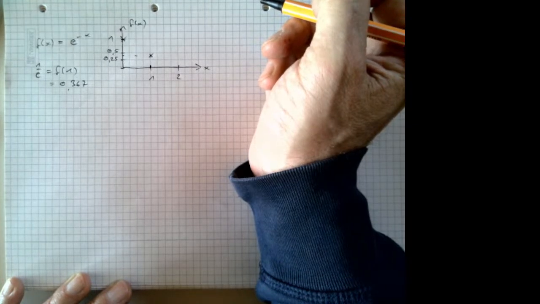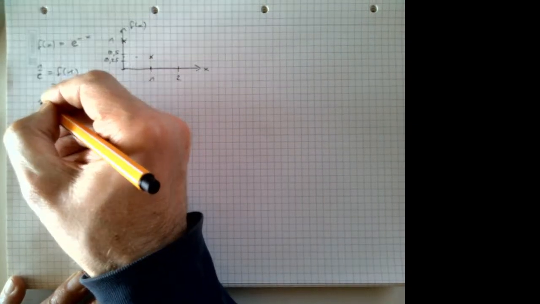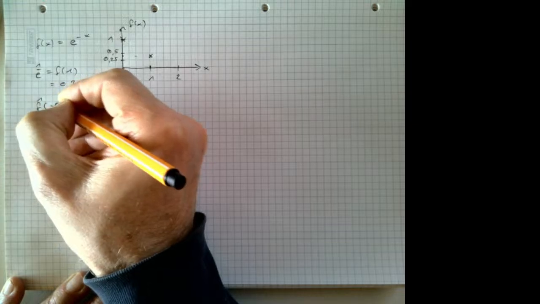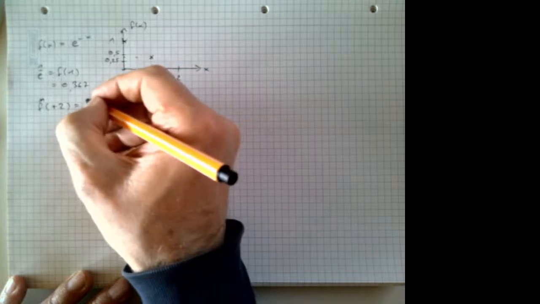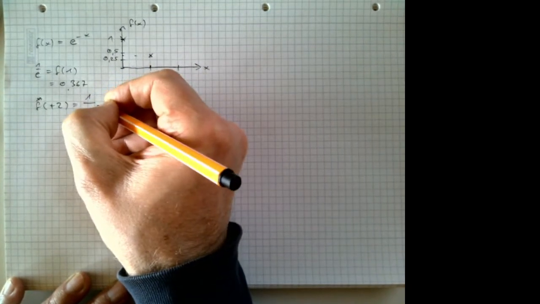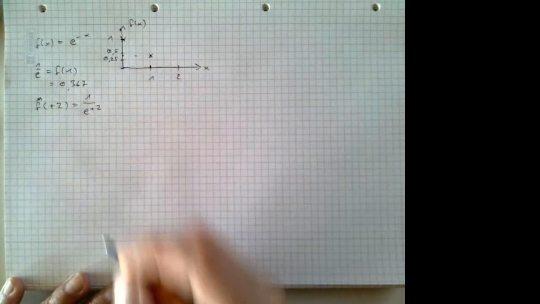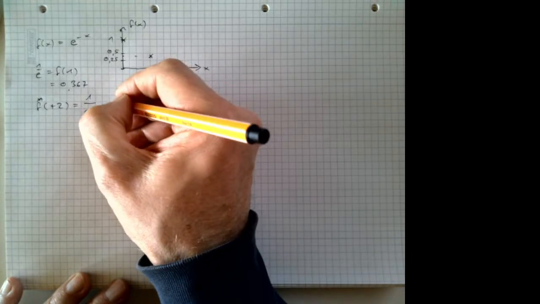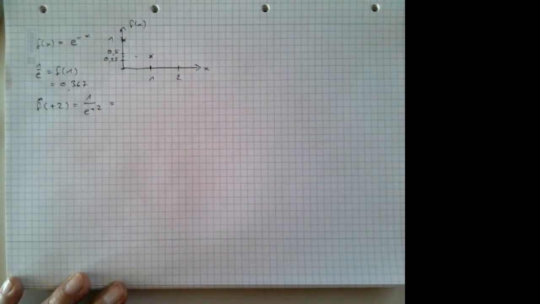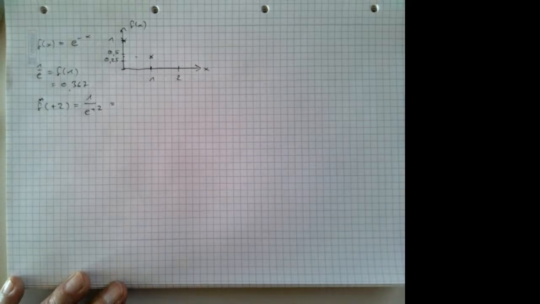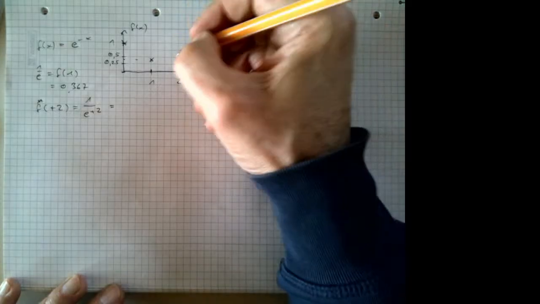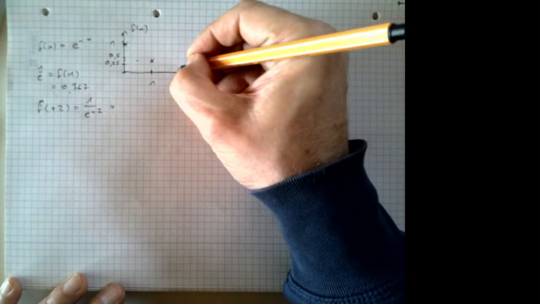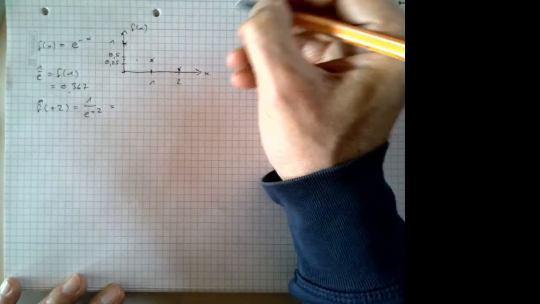And what is f of plus 2? 1 divided by e squared. How much is this? Can you take a pocket calculator? 0.14. So it's somewhere here, right? So you see this is decaying.